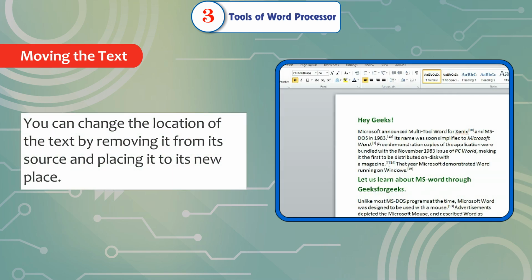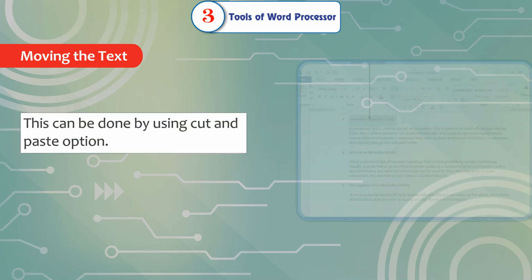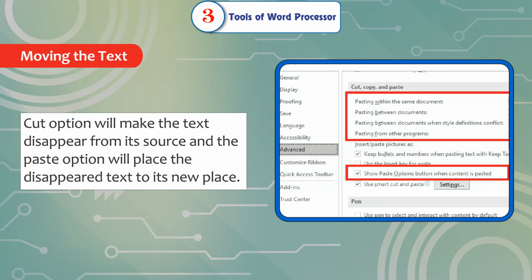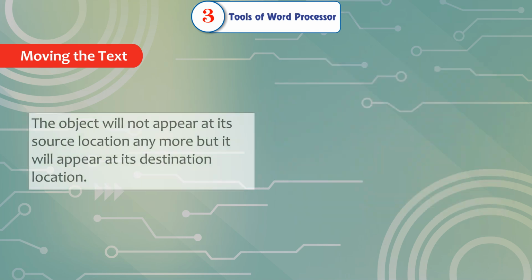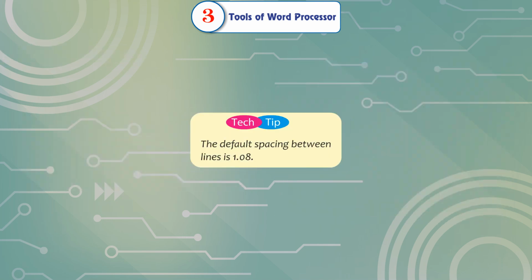Moving the text. You can change the location of the text by removing it from its source and placing it in its new place. Changing the location of the text is called moving the text. This can be done by using the Cut and Paste option. The Cut option will make the text disappear from its source, and the Paste option will place the disappeared text in its new place. The object will not appear at its source location anymore, but it will appear at its destination location. Tech tip: the default spacing between lines is 1.08.